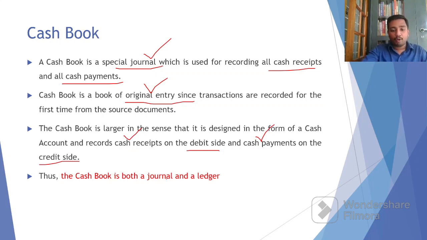It is very important to know that the cash book is called both a journal and a ledger. It is equivalent to a journal as well as a ledger. This is the only subsidiary book known as both a journal and a ledger, that is the cash book. And there are different types of cash book.